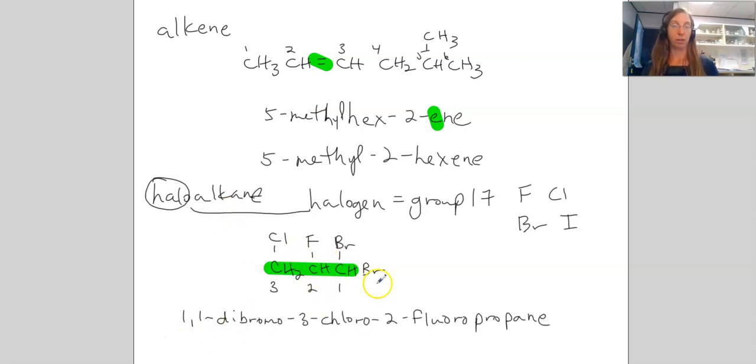All right, so there are 2 bromos, dibromo, and there is 1 chloro. So these are in alphabetical order, B, C, F. 1,1-dibromo-3-chloro-2-fluoro. So it's not 1, 2, 3, it's by the alphabet. And propane, because it's just an alkane, all single bonds.